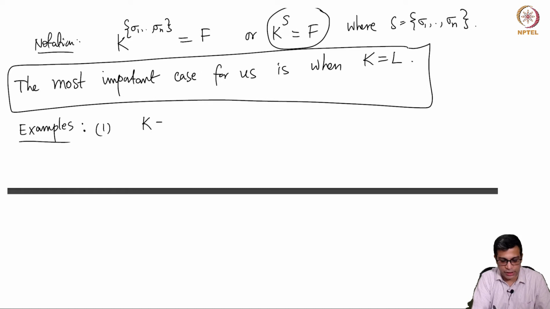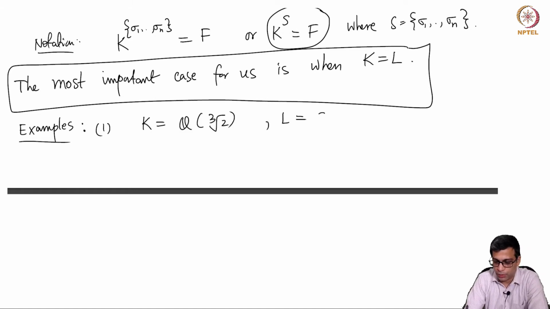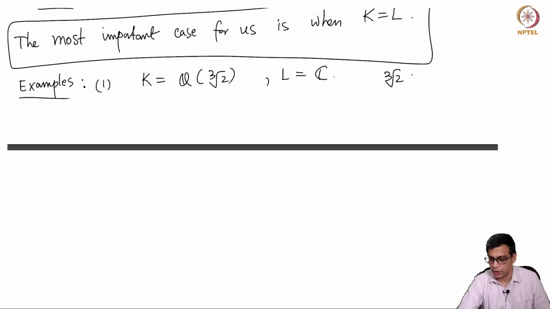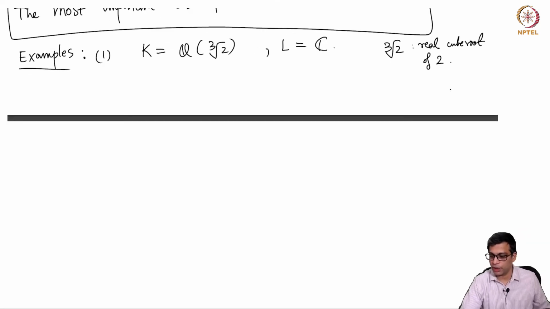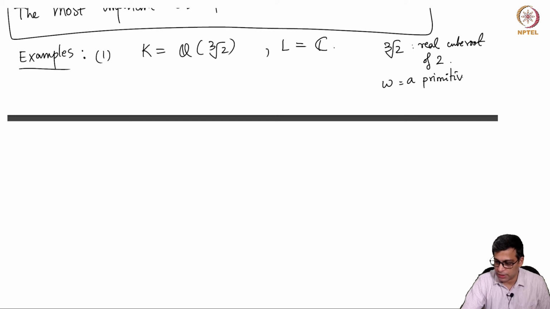So let me first take this field K equal to Q adjoined cube root of 2, and L to be the complex numbers. Here, cube root of 2, when I write it like this, I mean the real cube root of 2. The other two are complex, and they are given by omega times cube root of 2 and omega square times cube root of 2. Omega for us represents a primitive third root of unity.